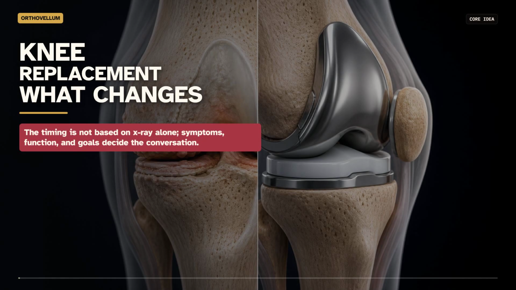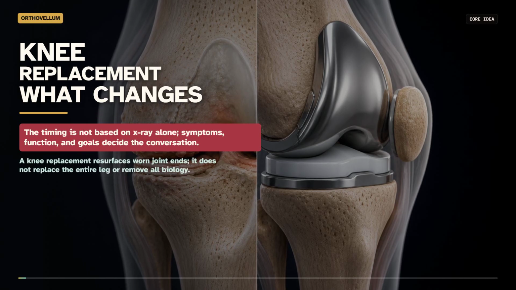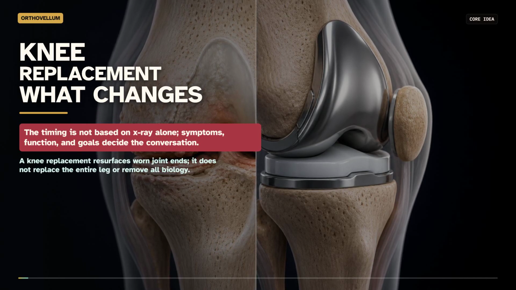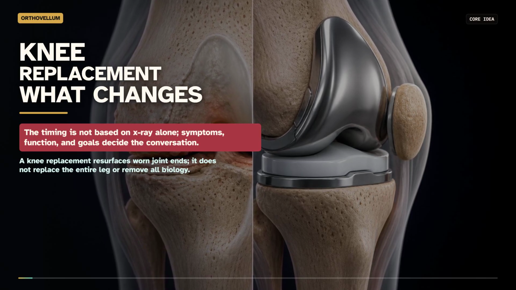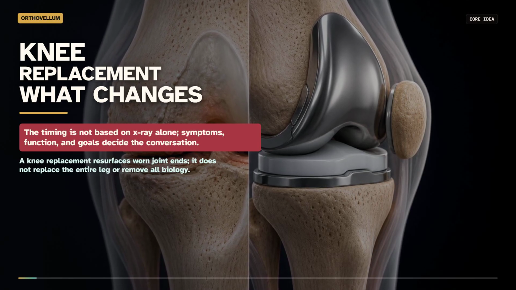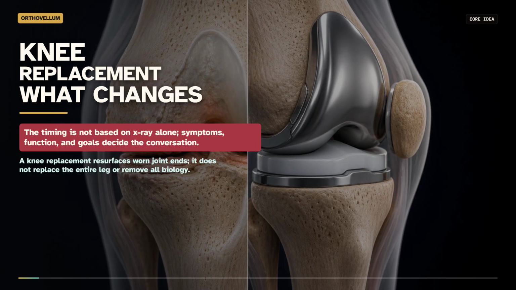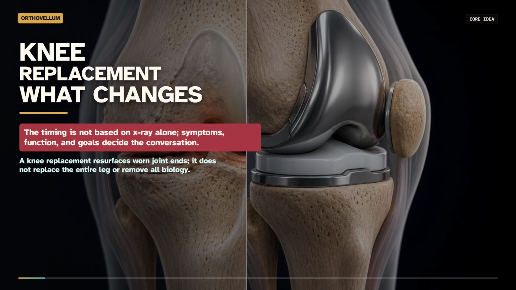Today, we are going to make total knee replacement simple without making it shallow. A knee replacement resurfaces worn joint ends. It does not replace the entire leg or remove all biology. The common trap is this: the timing is not based on X-ray alone. Symptoms, function, and goals decide the conversation. By the end, a patient should understand what is happening, and a resident should know what decisions matter.